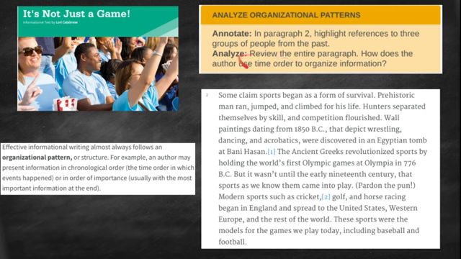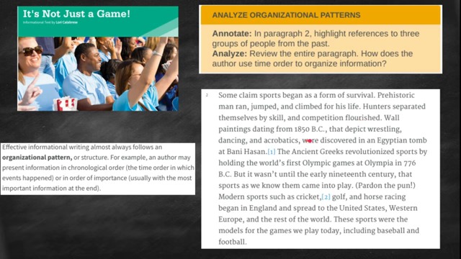So they're already telling us that this is going to be in chronological order. Okay. Let's see if we can figure out how that's true. So it says, some claim sports begin as a form of survival. Prehistoric man ran, jumped, and climbed for his life. Hunters separated themselves by skill, and competition flourished.